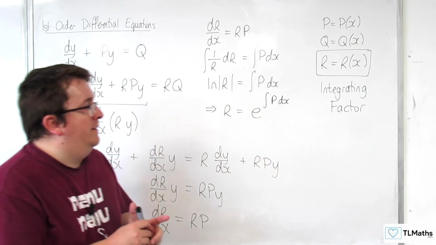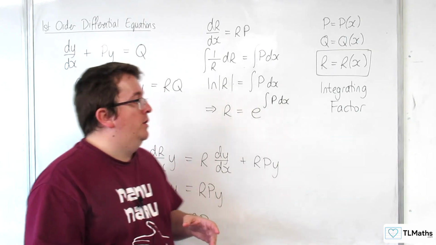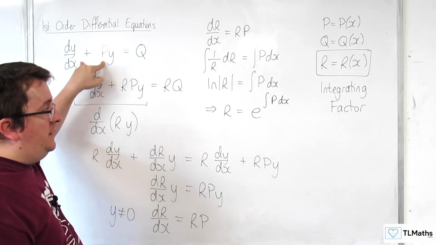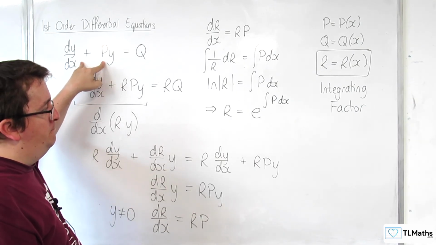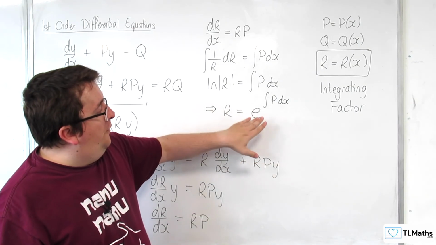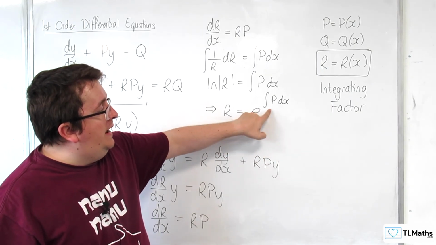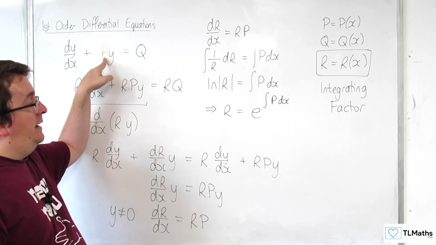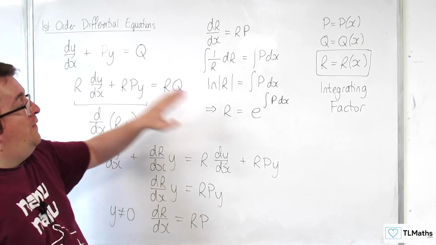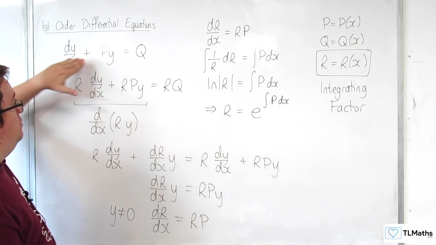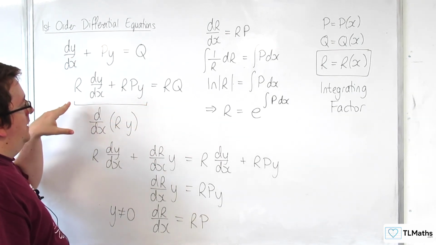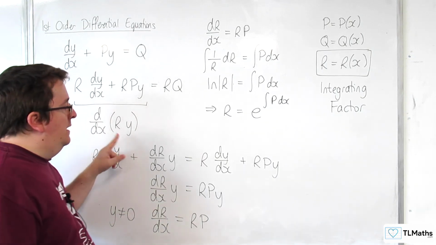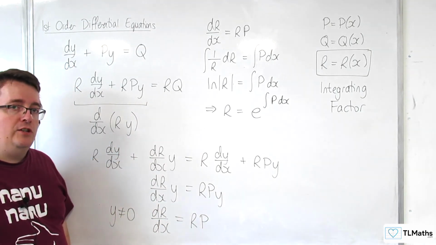So if I get my differential equation into this form, I can find the integrating factor by finding e to the integral of the coefficient of y dx. Once I've found that, I can multiply through my equation and get it into a perfect derivative form. Okay? That is how we use the integrating factor.